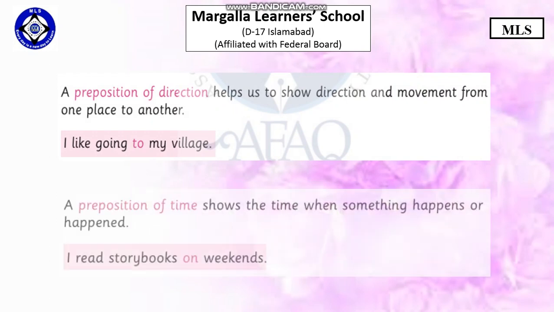Now let's come to the third type, which is preposition of time. It shows the time when something happens or happened. For example, I read storybooks on weekends. Here, on is telling us the time when I read storybooks, or when this thing happens. It happens on the weekends.